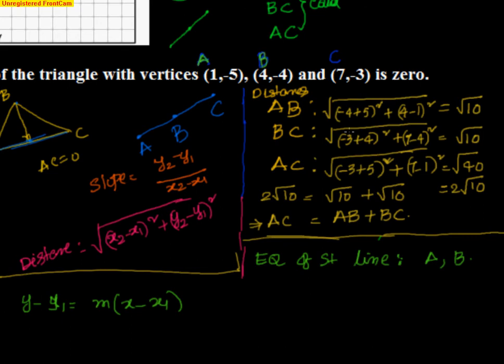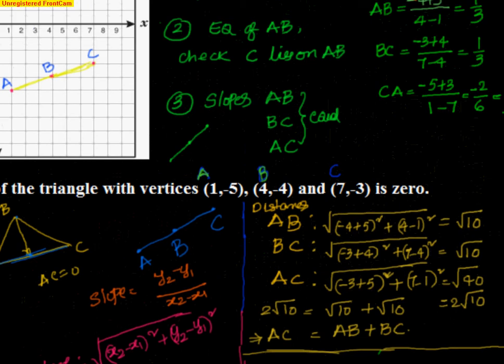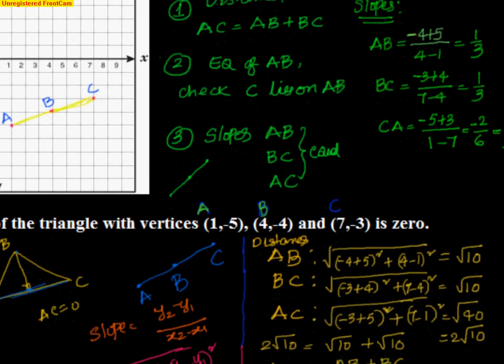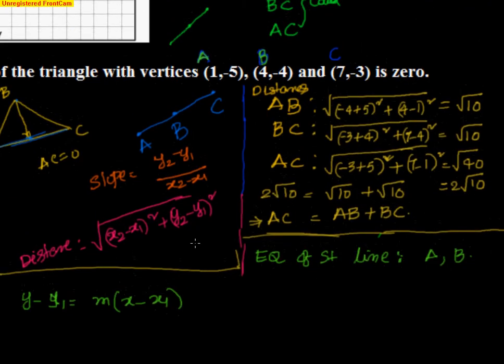Now we have calculated the slope of AB. We already have it, right? No, we don't have. We have it. We did it. Slope of all of them is equal to 1 by 3. We know that, right? We know that slope equal to 1 by 3. So I can say y minus of AB, right? So this becomes y plus 5 is equal to 1 by 3 into x minus 1.